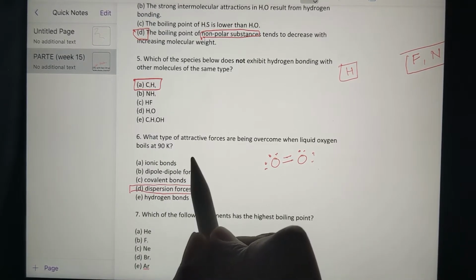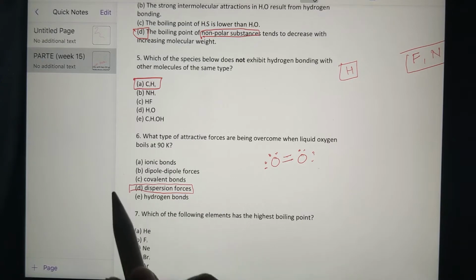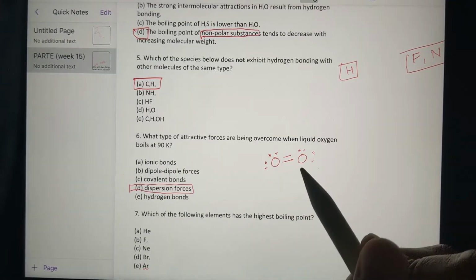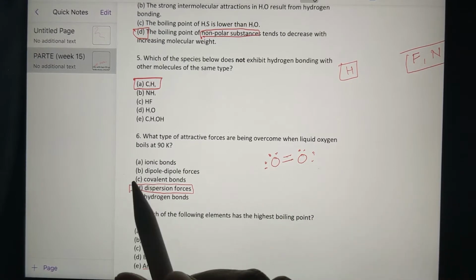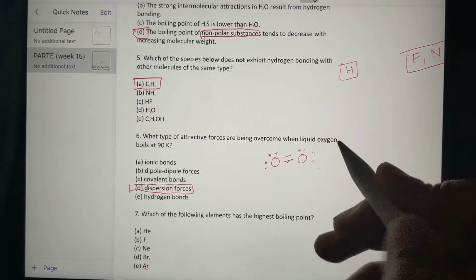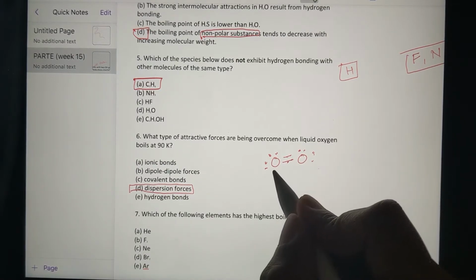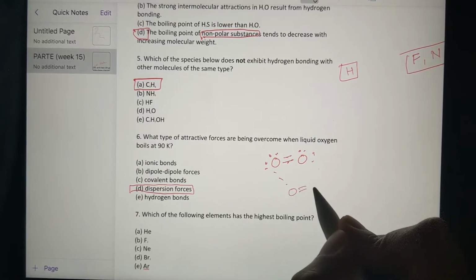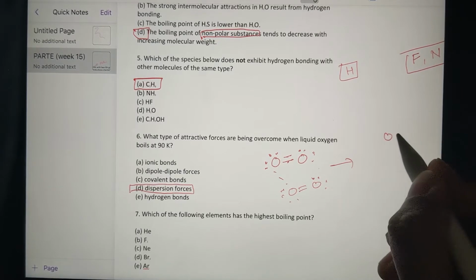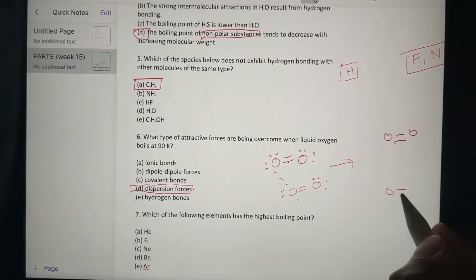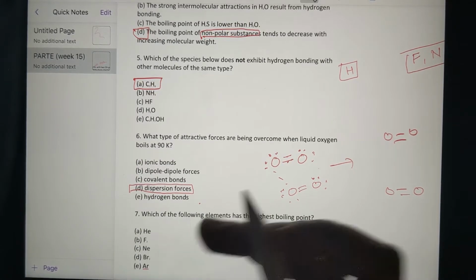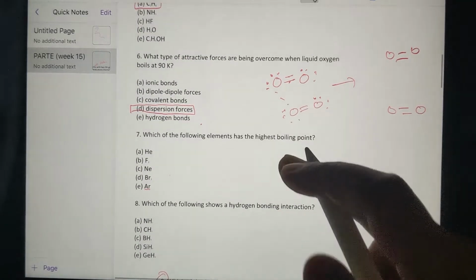Ionic bonds is not correct because there is no ion. And dipole-dipole forces, there is no dipole in the molecule because the net dipole is 0, so this won't be correct. Covalent bond, it's not like breaking it, it's just changing from this to this. So you're not breaking any covalent bond. There is no hydrogen bond, so there is no possibility that you'll be breaking the hydrogen bonds.